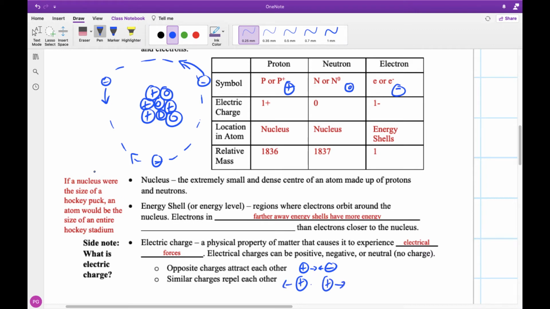And just as a little aside here, you might be wondering, okay, in this picture the nucleus looks pretty big compared to the size of where the electrons are orbiting around. But in the real world, if the nucleus was the size of a hockey puck, the whole atom itself would be the size of an entire hockey stadium. So this is a really, very, very small center of our atom. The electrons are zipping around in a very large area around our nucleus.